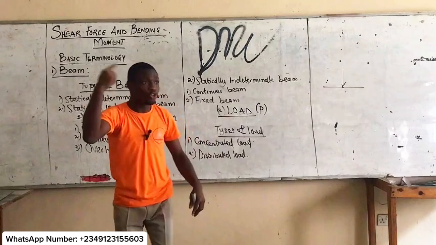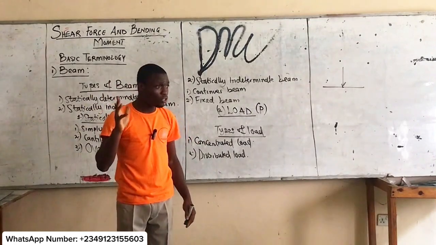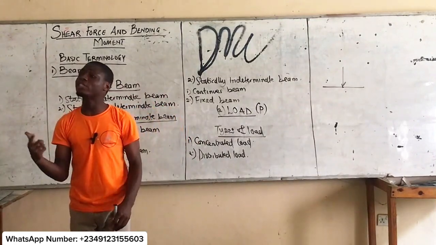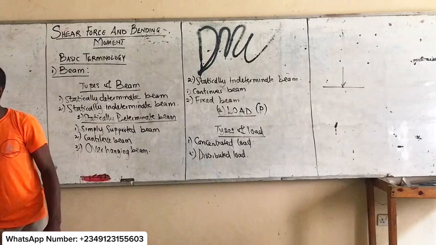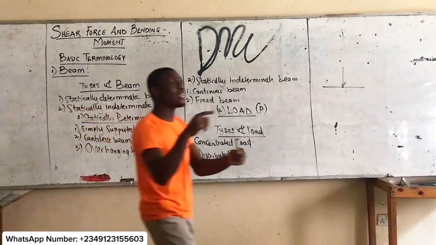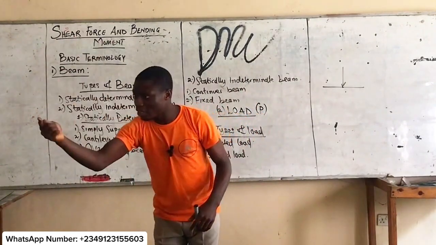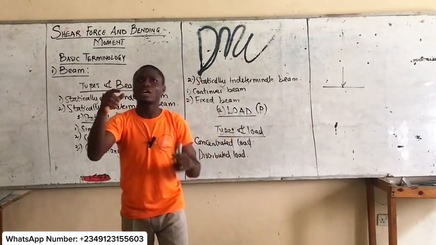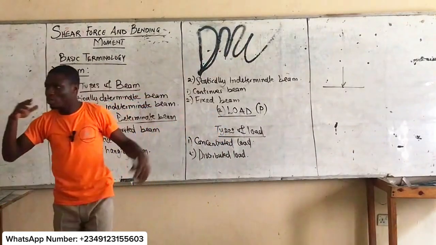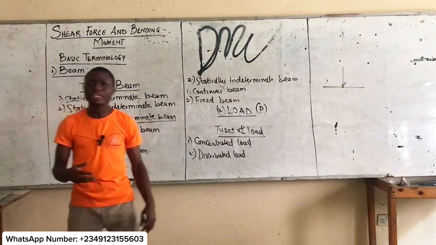For a structure, you can't have one beam there. True or false? It will collapse. So you need several beams to carry that load. And that load you are seeing the beam carrying, is that load in a point or spread out? It's spread out.